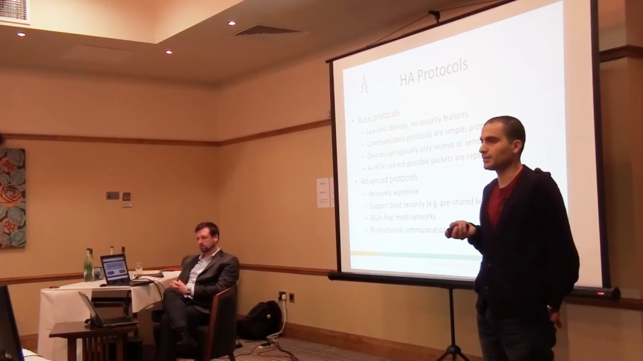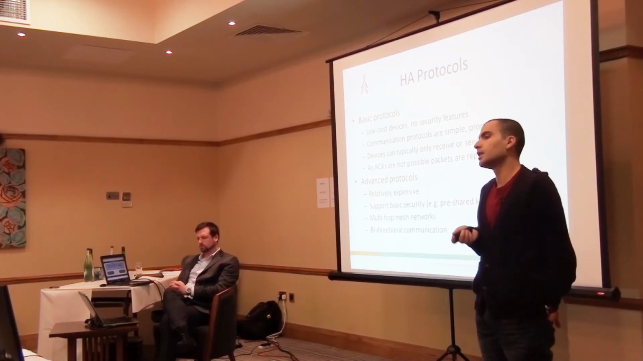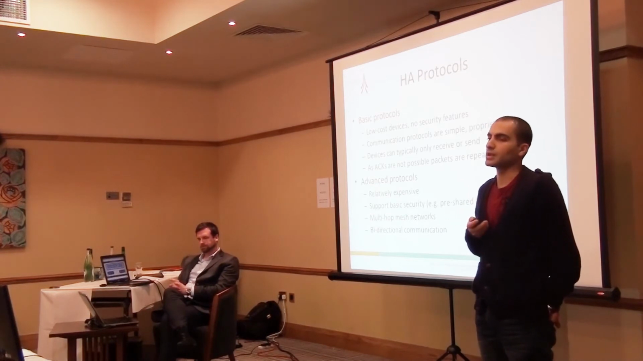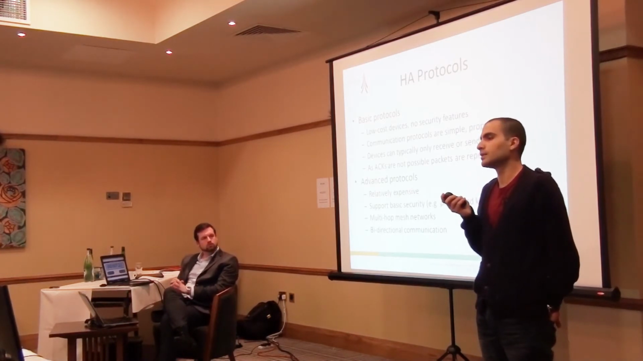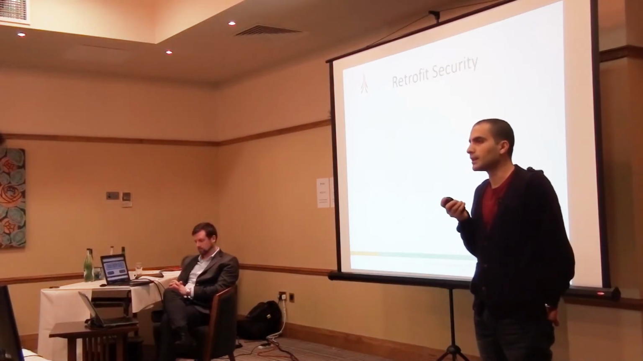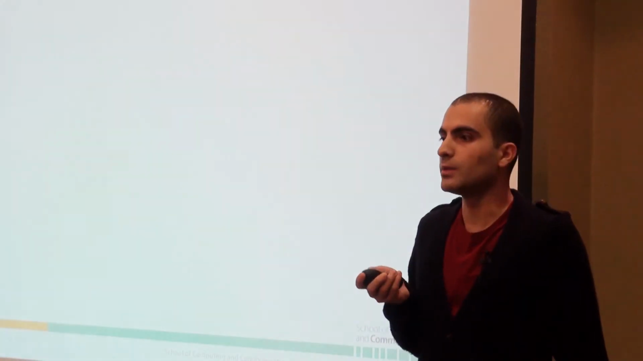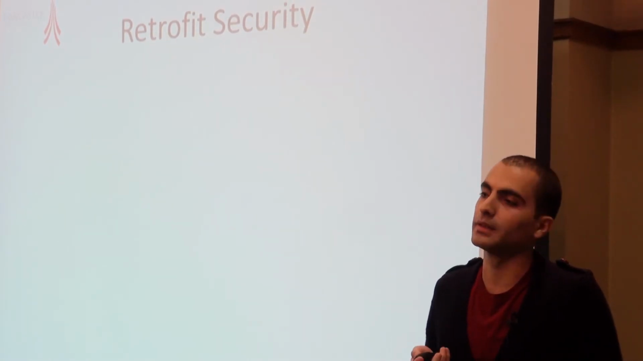On the other side, we have advanced protocols. They are relatively expensive, but they support basic security features. You can build multi-hop networks, and bidirectional communication is available. Mostly in home automation, basic protocols are used because they are cheap and mostly available. To improve the security, we can easily upgrade these devices with the security standards.